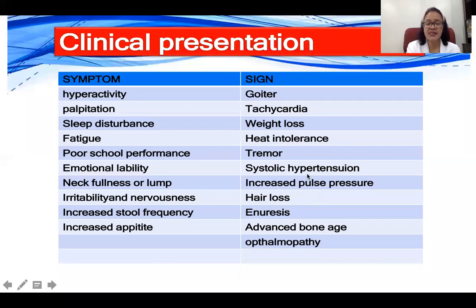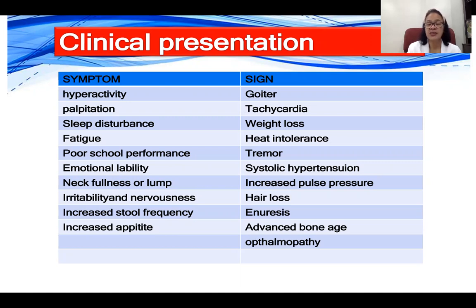So these are the presentations of patients with hyperthyroidism. Symptoms could be hyperactivity. Sometimes it could be a reason for the teacher to tell the parents to think about attention deficit. Patients may just be super active in school, and then palpitations, sleep disturbance, fatigue, poor school performance, and so on.